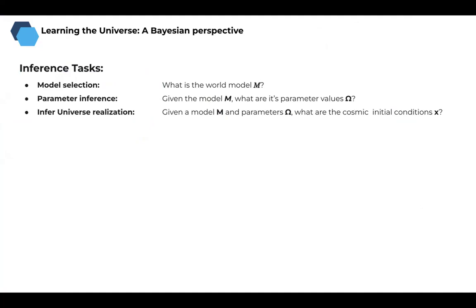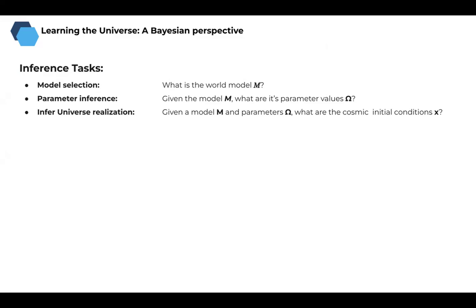We are tasked with parameter inference. Once we have a specific model M, for instance, lambda CDM, what are its parameter values omega that are determining the evolution of this model, or the universe under this model? And then finally, we would like to infer the universe realization, that is, given a model M and parameters omega, what are the actual initial conditions of the universe that give rise to the actual observed matter distribution, the arrangements and orientations that we are actually seeing?